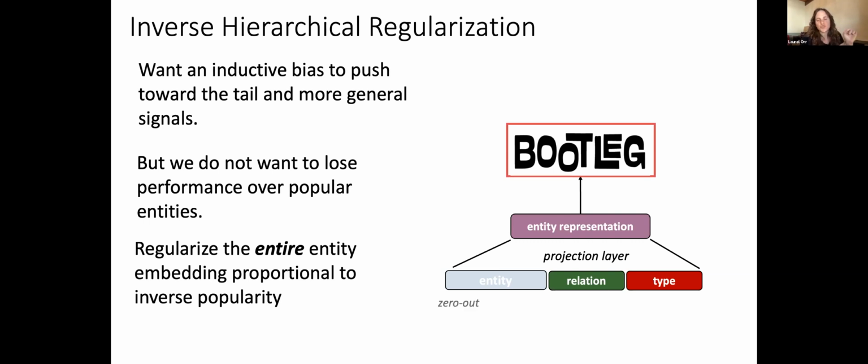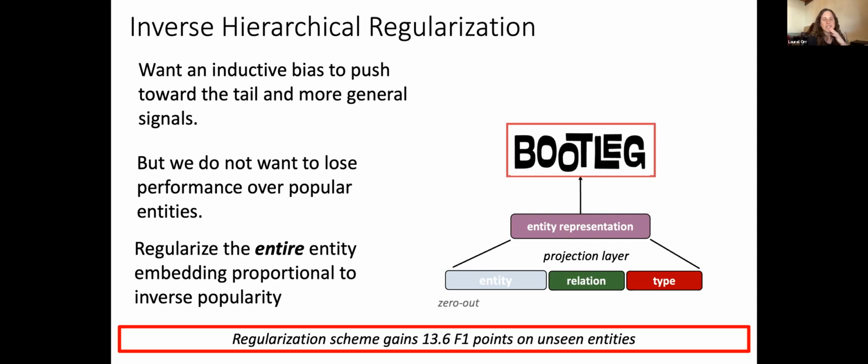Now, this simple trick of just regularizing the entity embedding gives us about 13.6 F1 points on these unseen entities. So this is a massive lift over these rare entities just by, again, forcing the model to store patterns in the right place. These are little tricks that you have to do to encourage the model to do something that is going to be a little worse for its overall loss, but it's going to help you over the tail.